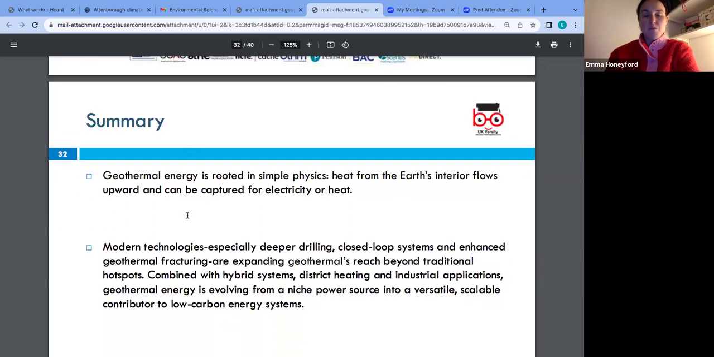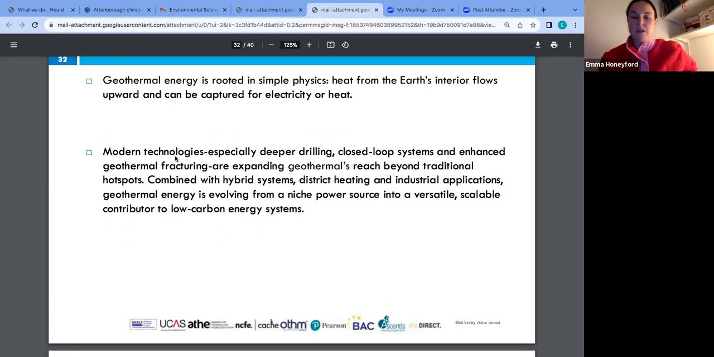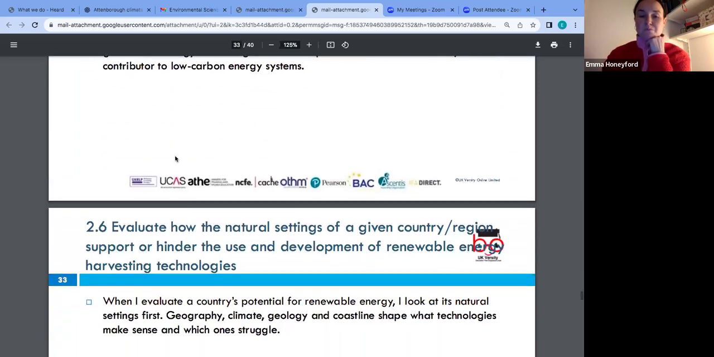So just to summarise geothermal, I know we went quickly over that, but we've run out of time, I'm afraid. Geothermal energy is rooted in simple physics. Heat from the Earth's interior flows upwards and can be captured for electricity or heat. Modern technologies, especially deeper drilling, closed loop systems, and enhanced geothermal fracturing, are expanding geothermal's reach beyond traditional hotspots. Combined with hybrid systems, district heating and industrial applications, geothermal energy is evolving from a niche power source into a versatile, scalable contributor to low carbon energy systems.